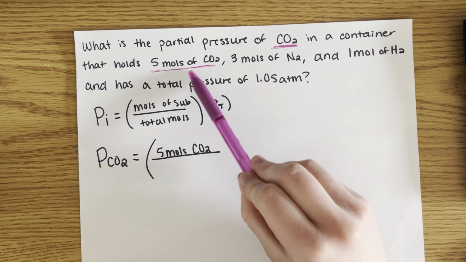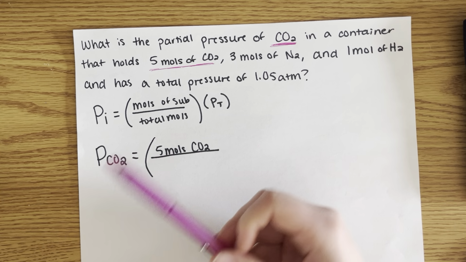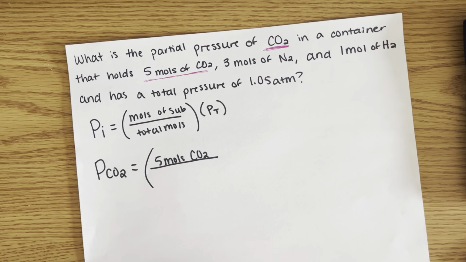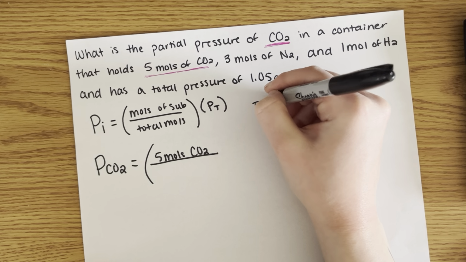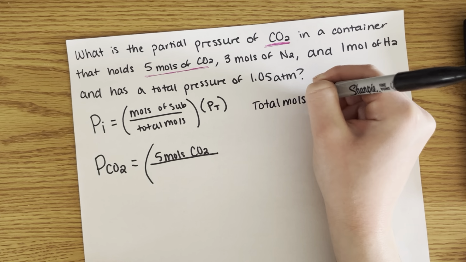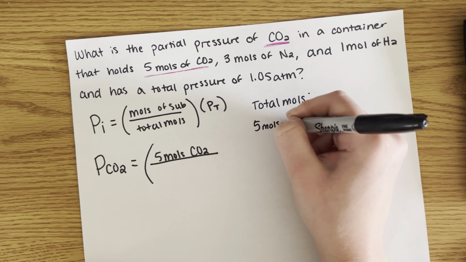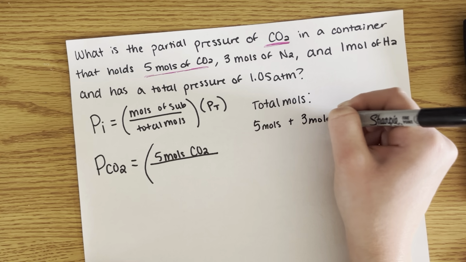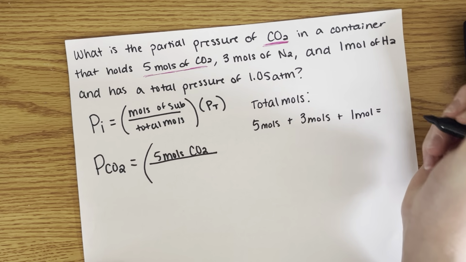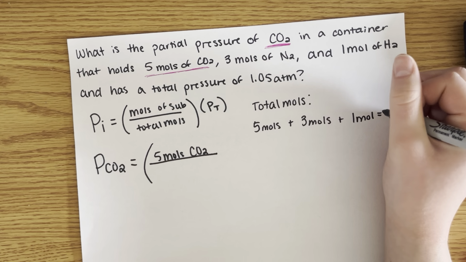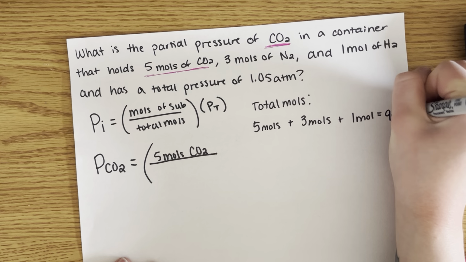So how would we get our total moles? We have 5 moles, 3 moles, and 1 mole. How would we get our total moles? All we have to do is add them up. So let's do that right here. Total moles is 5 moles plus 3 moles of our N2 plus our 1 mole of H2. So that gets us 9 moles, right? So 5, 6, 7, 8, 9 total moles.